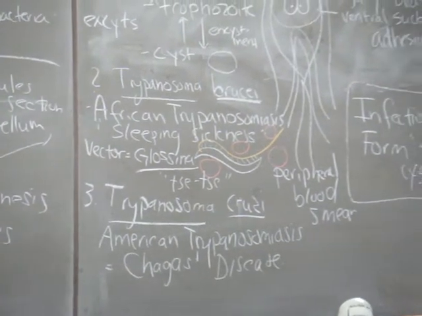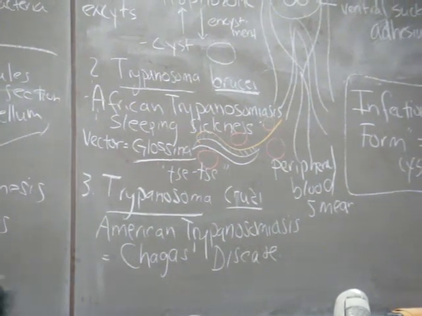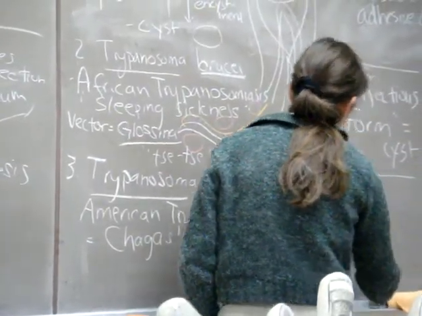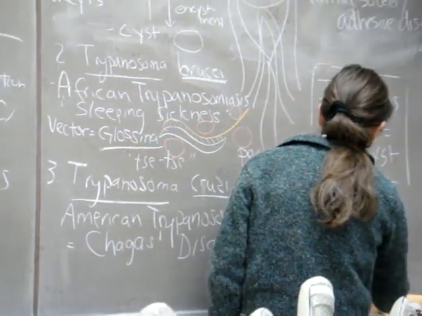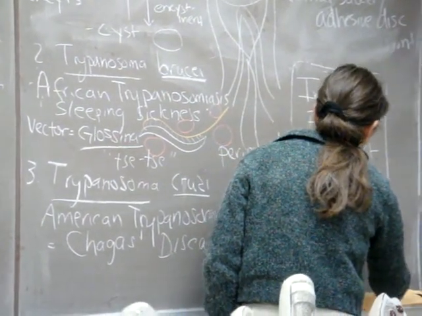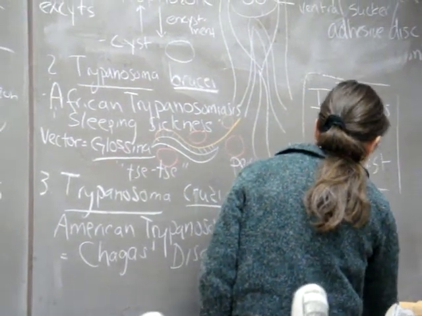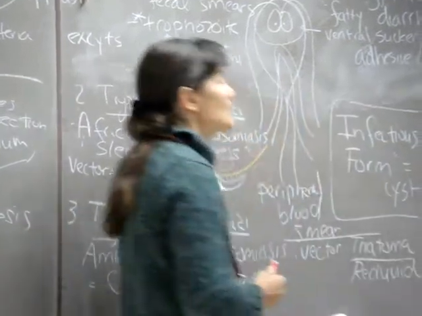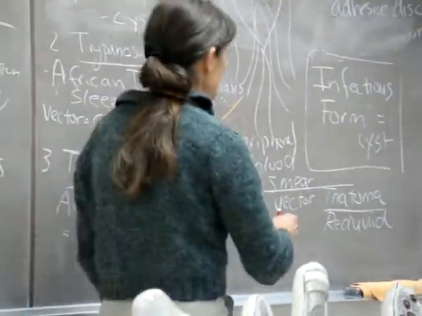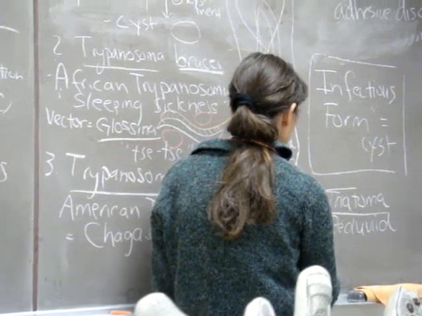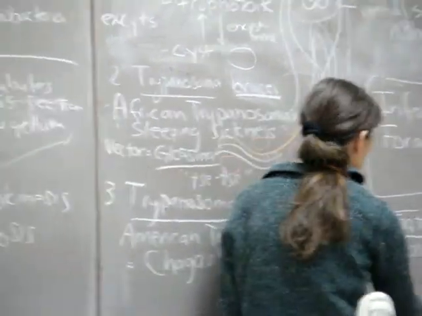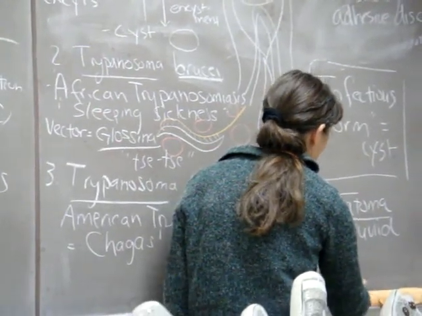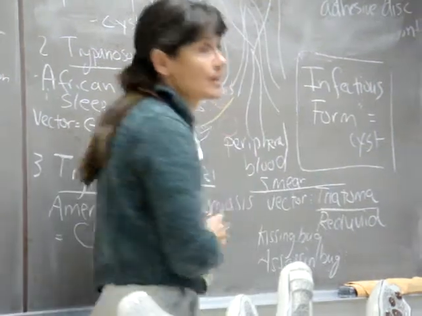So Trypanosoma cruzi, it too has an arthropod vector, and the vector has several different names. You can call it a triatoma bug. It's actually an insect, or reduviid bug. The common name that it's often called is a kissing bug, and we'll explain why, or an assassin bug. Yeah, so let's see if we can figure out why it's called a kissing bug.